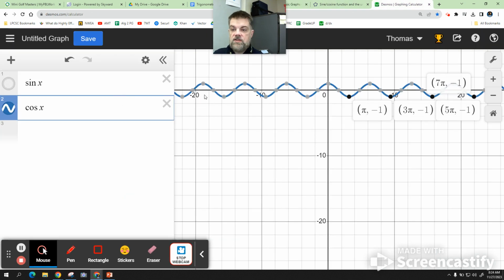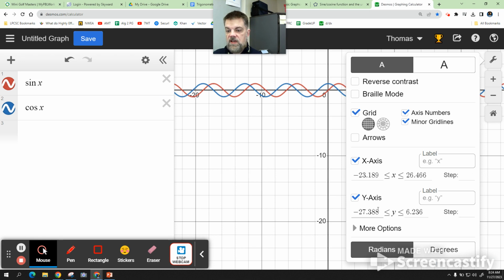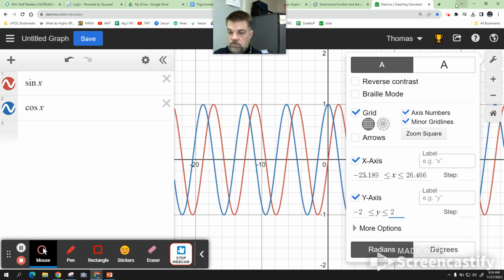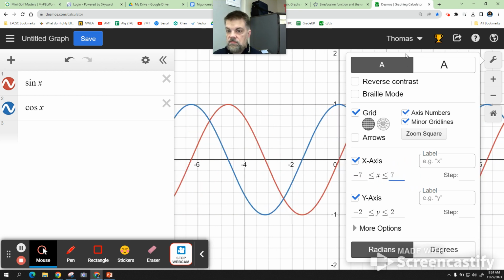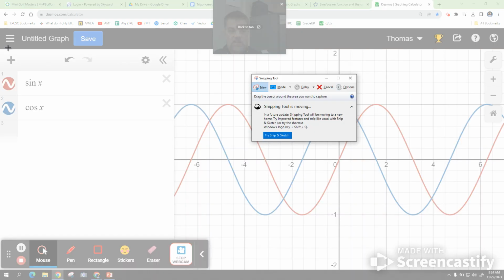So what I'm going to do is graph both of these together. Let me adjust this real quick. We're going to make our y value negative 2 to 2, and let's make this negative 7 to positive 7. Okay. So that's what the two functions look like. You don't have to necessarily sketch it. I just want to leave it in the notes so you guys could see them back to back graphed.